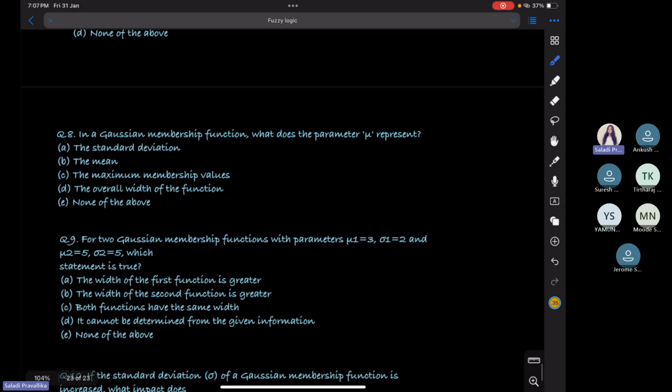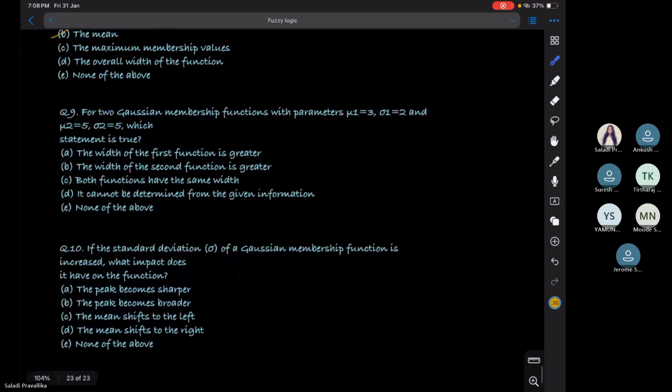Next question: in a Gaussian membership function, what does parameter nu represent? The nu represents the mean in a Gaussian membership function. For two Gaussian membership functions with parameters nu1 equal to 3 and sigma1 equal to 2, and nu2 equal to 5 and sigma2 equal to 5, which of the statements is true?